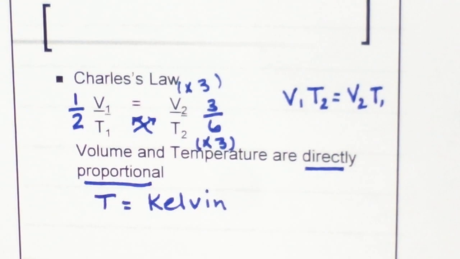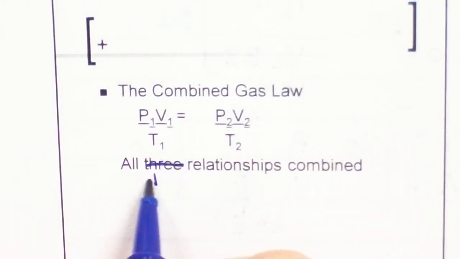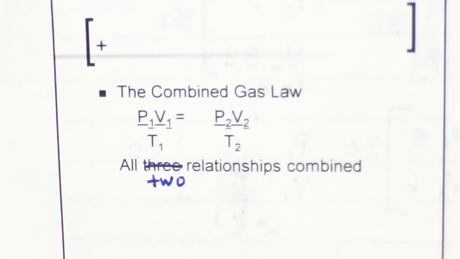Okay, third equation, the combined gas law. So we're going to take both of those relationships. We're going to take Boyle's and Charles' law, and we're going to put them together because sometimes pressure, volume, and temperature all change at once. So we need a way for those three to change.